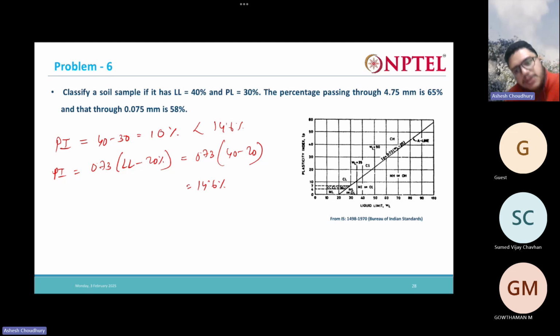If the soil plots below the A line, then it will definitely be what? Correct, silty. So M, you have decided the prefix part. Now decide the suffix part. What will be the suffix? Prefix you decided M, correct, silty. You are correct. Now decide the suffix part also.